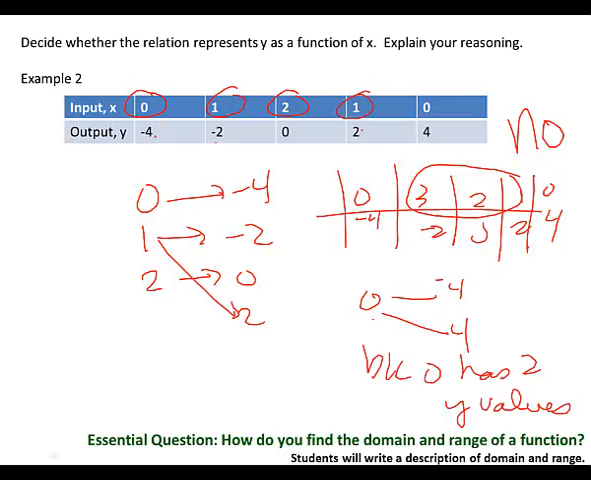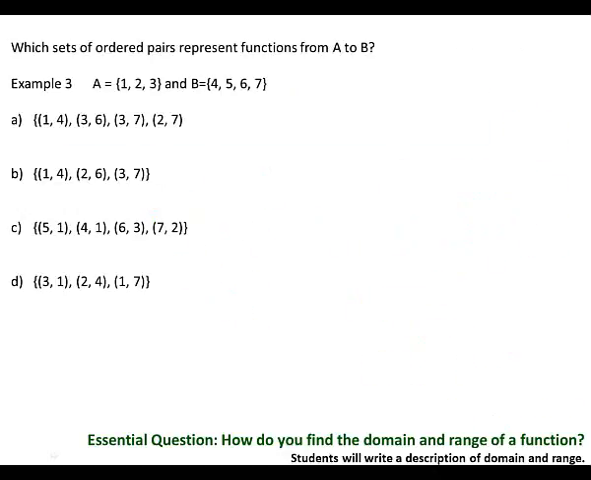All right, let's keep going. It says which sets of ordered pairs represent a function from A to B. So A is basically your x values, and B is kind of like your y values. That's what I'm guessing this is coming out to be here. So I am going to look at the sets of ordered pairs and make sure each x has a unique y.